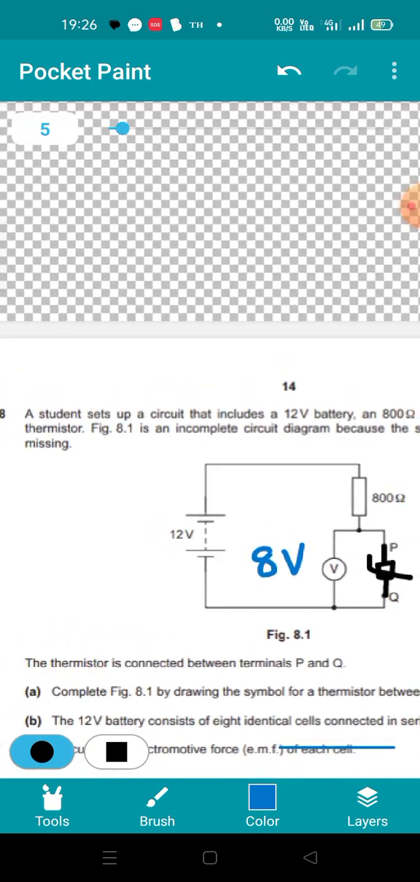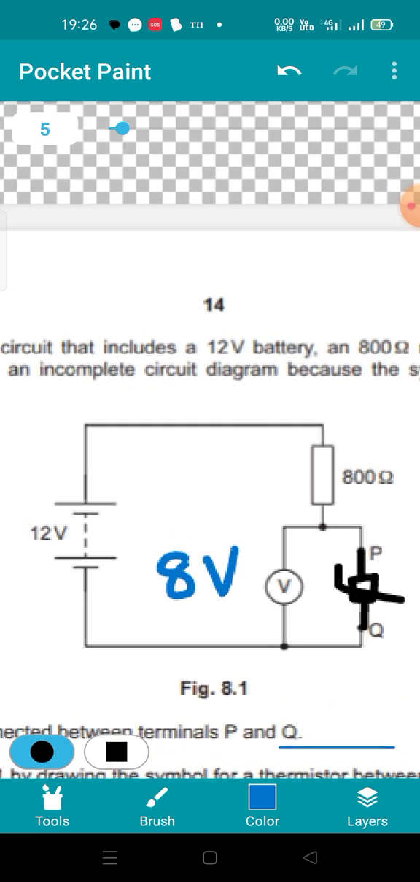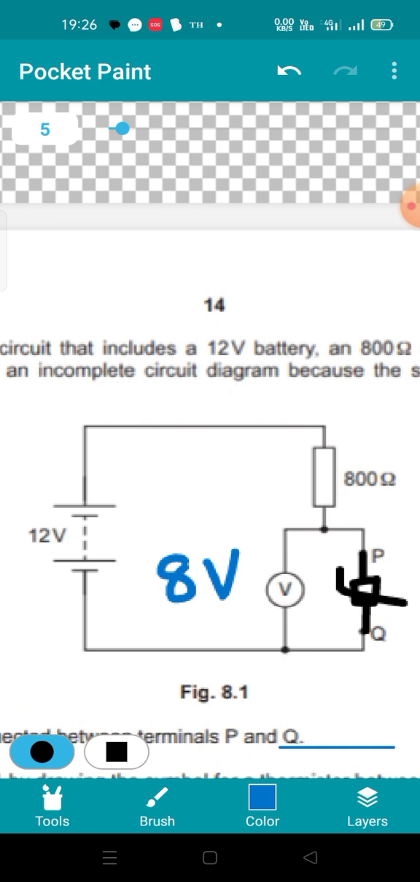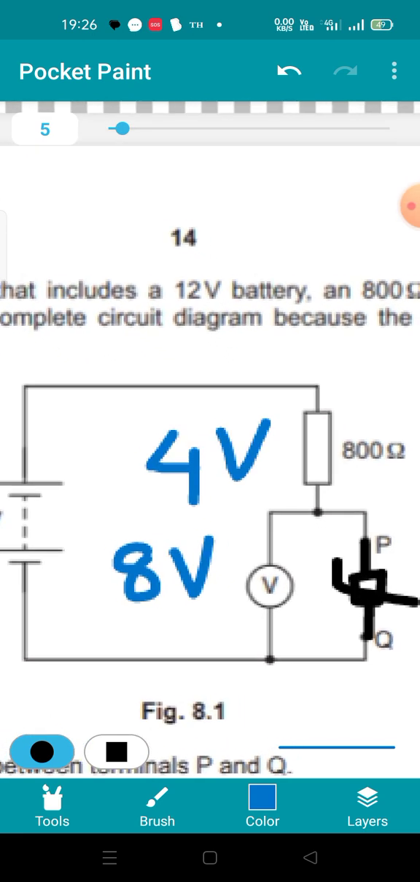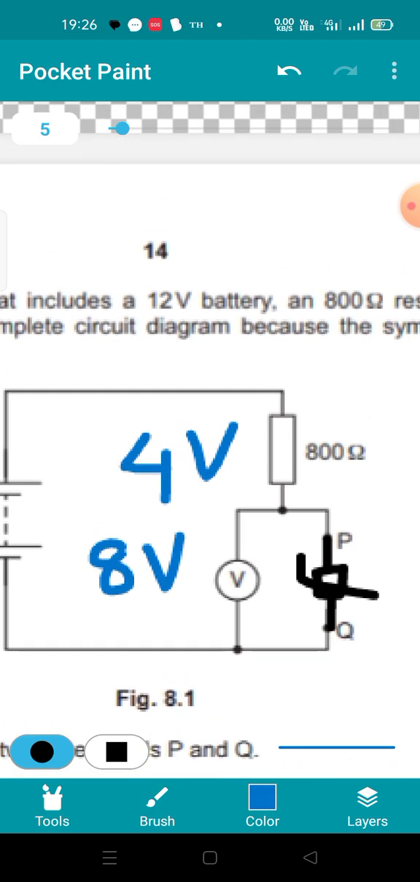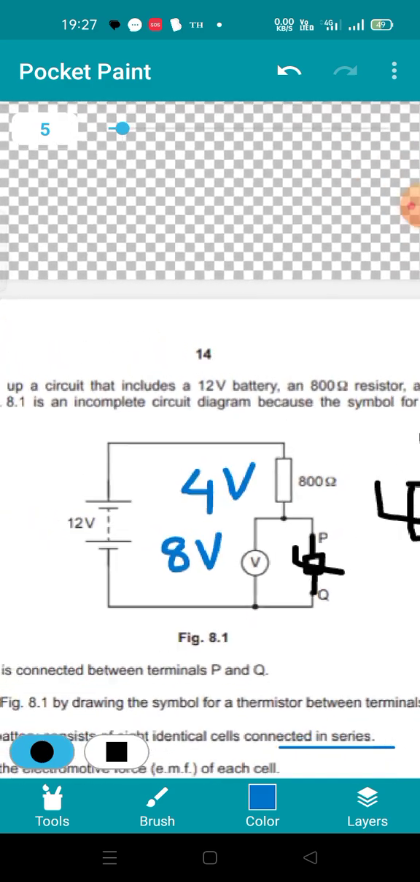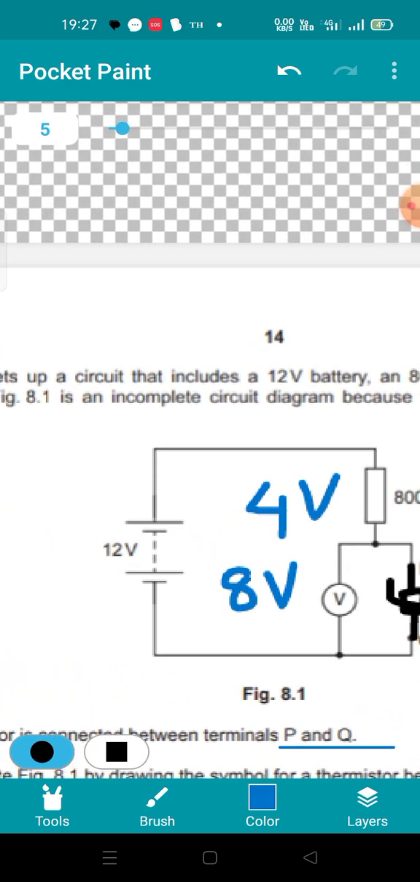For that, if you observe the circuit diagram carefully, out of the 12 volts provided by the battery, 8 volts is appearing across the thermistor. Of the remaining, 12 minus 8, 4 volts is across the 800 ohm resistor. Now let's first find out what is the current through the 800 ohm resistor. Now how does this help us in knowing the current through the thermistor? Let's see this first. So let me mark the current here.